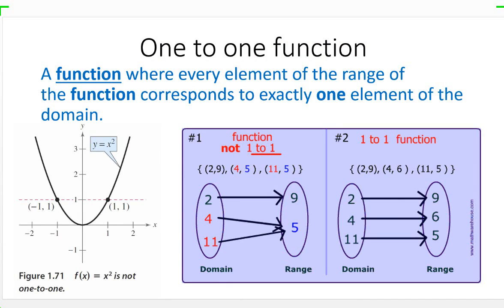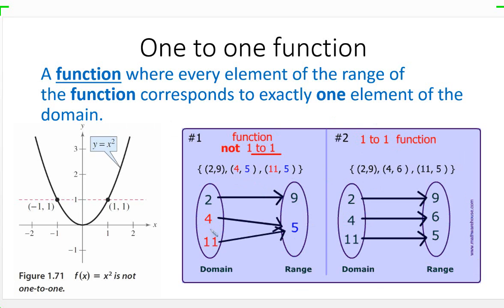Okay, let's talk about what a one-to-one function is. The formal definition is a function where every element of the range, remember the range are the y values, of the function corresponds to exactly one element of the domain, and the domain are the x values. So let me express this with this example down here. First of all, remember, in order for a function to be one-to-one, the x values cannot repeat.